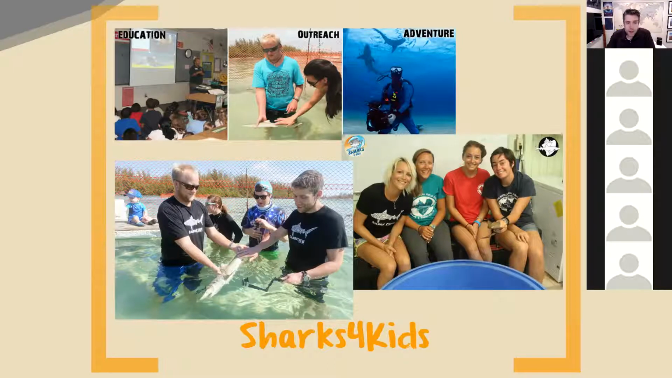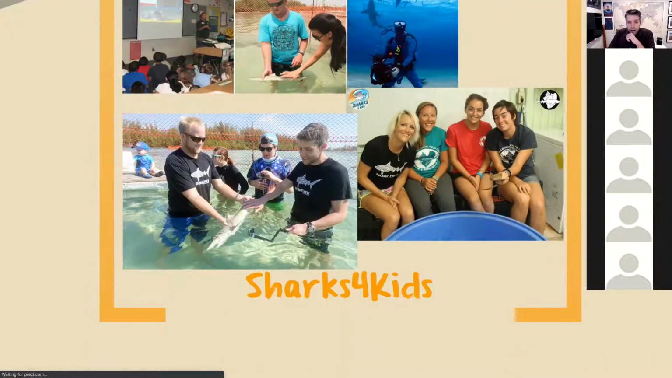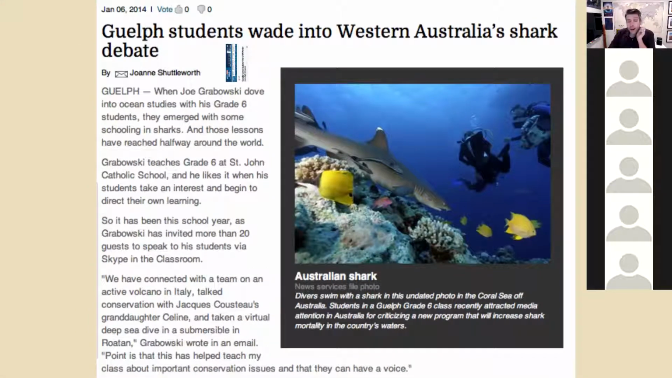Globally, 5 to 7 people are killed each year by sharks, whereas we're removing 75 to 100 million sharks a year through bycatch, through shark finning, and the like. So my class wanted to do something, and we found out there was going to be a shark cull in Western Australia.